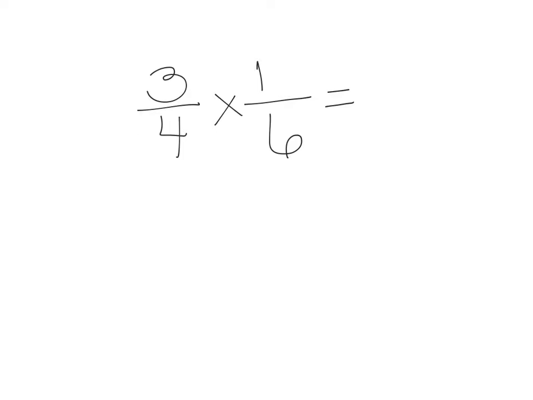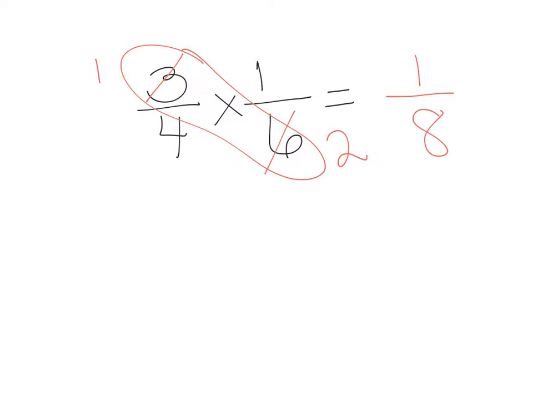So in this case, the only place we can cross-simplify is the 3 and the 6. 3 goes into 3 one time, 3 goes into 6 two times. 1 times 1 is 1, and 4 times 2 is 8. We don't even have to simplify.